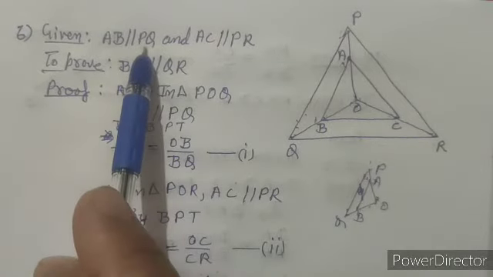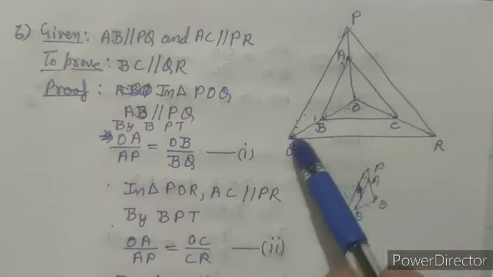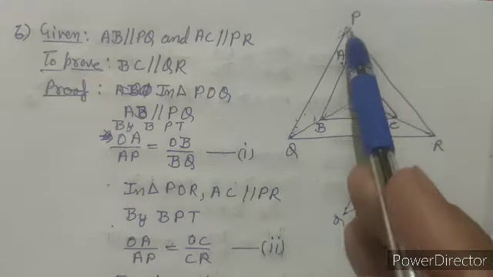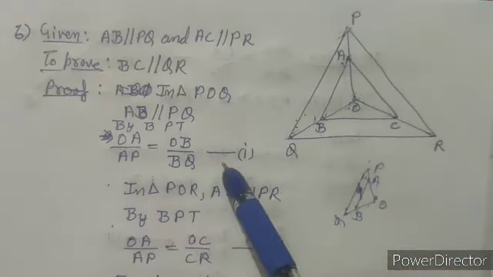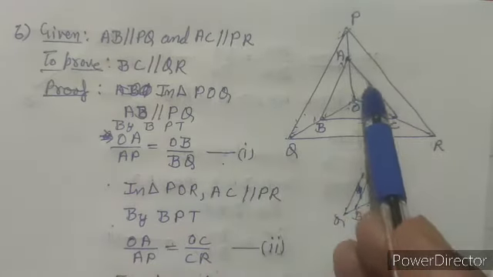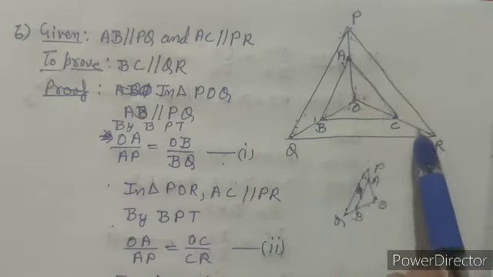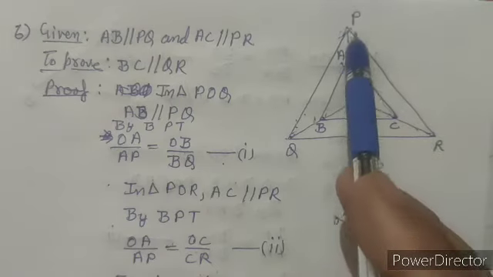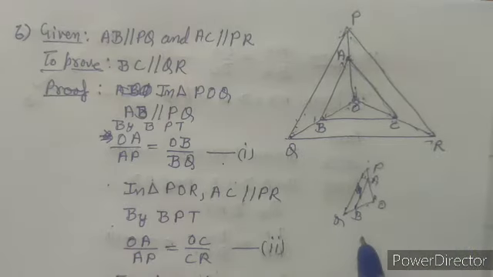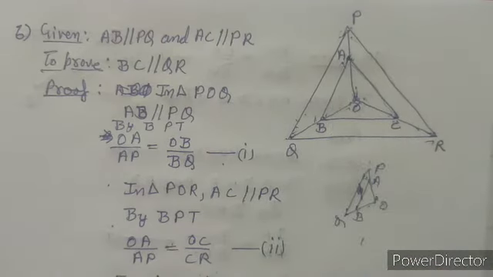Now AB is parallel to PQ is given to us. So in triangle POQ we can say that by BPT, OA upon AP equal to OB upon BQ. That is equation first. Now again AC is parallel to PR. So in triangle POR we can say that OA upon AP equal to OC upon CR. Now we can also make this triangle POR separately if there is any confusion.